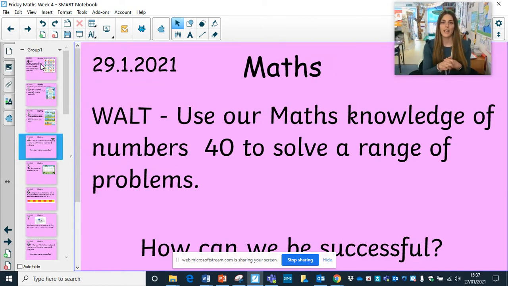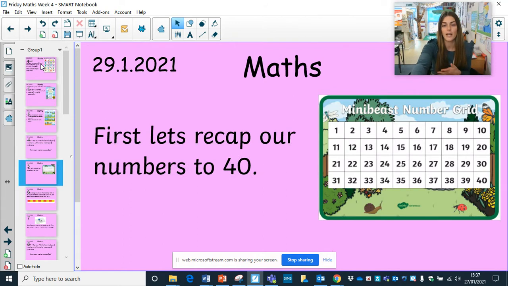So our learning today is we are learning to use our maths knowledge of numbers to 40 to solve a range of problems. So how can we be successful? We need to think about all those skills about our counting forwards, counting back, recognizing numbers, writing numbers, and looking at patterns in numbers. And we're going to use those skills to work out some different word problems and explain our thinking.